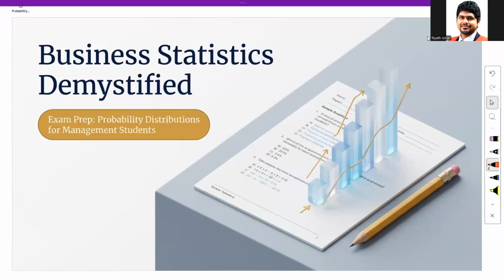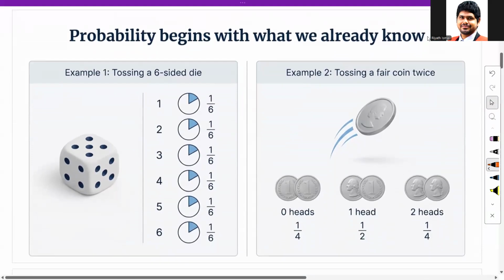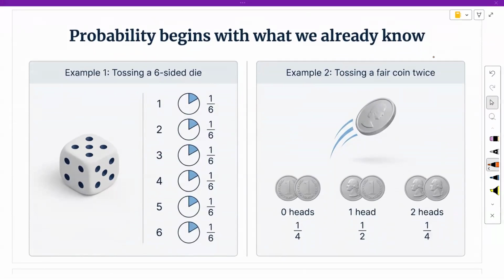Today we will discuss the second phase of business probabilities, probability distribution for management students. In the last class, we discussed some of the basic concepts of probability and some probability laws, such as the addition rule, multiplication rule, conditional probability, mutually exclusive events, and independent events. Here we will do some calculations.